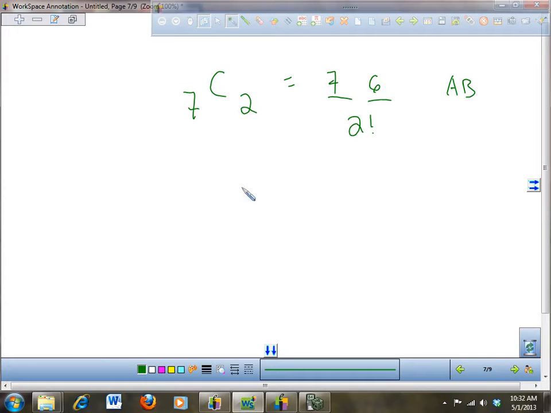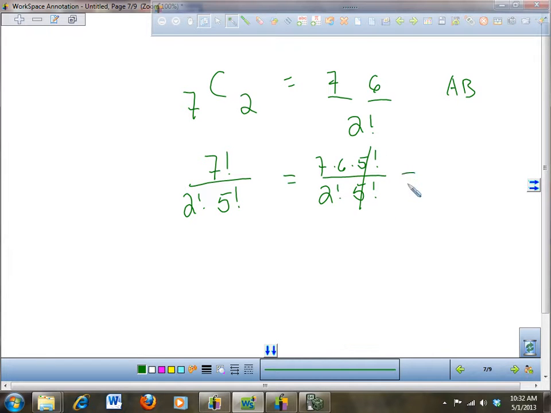Okay? Or you could think of it as 7 factorial over 2 factorial times 7 minus 2 factorial, which is 5 factorial. That's equal to 7 times 6 times 5 factorial over 2 factorial, 5 factorial. The 5 factorials cancel out, and I get 7 times 6 divided by 2, which is 21. Different arrangement. See?